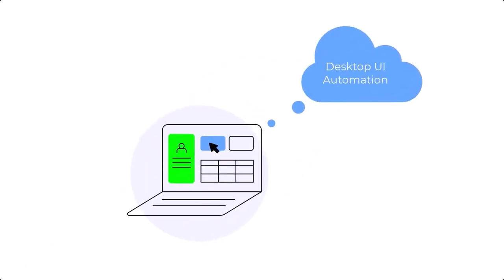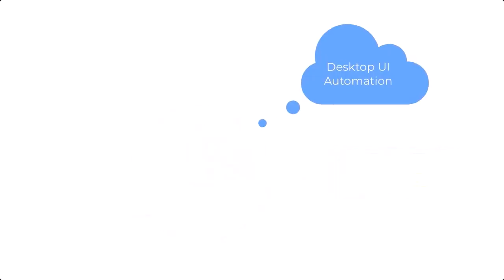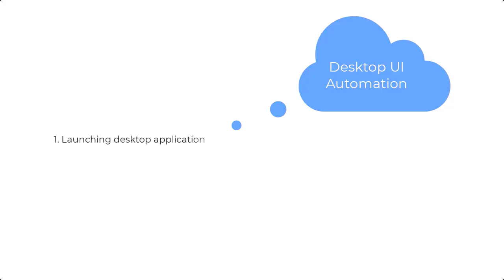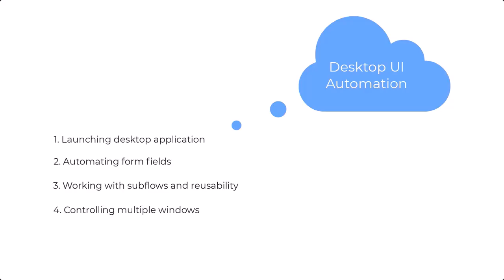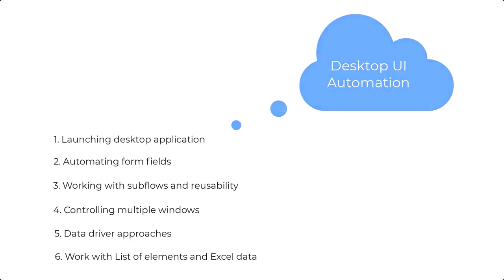In the previous videos, we learned about desktop UI automation. In an example, we took a demo desktop application. We learned automating the process of launching desktop apps, automating its form fields, working with subflows and reusability, controlling multiple windows, and even using data-driven approaches in UI automation. We also learned how to work with lists of elements, build automation flows with Excel data, and automate across both desktop and web environments. All of this was made possible by object inspection.